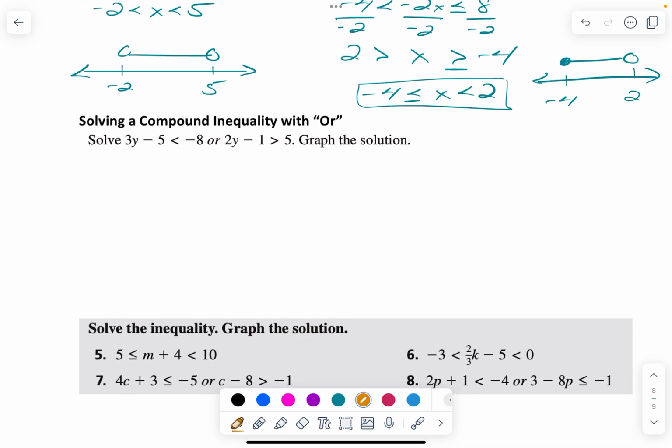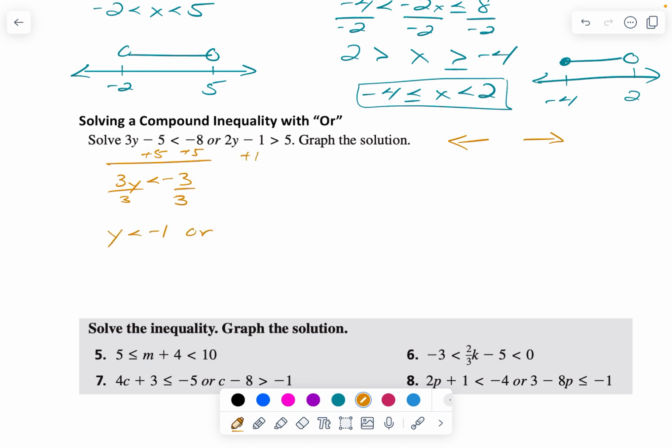Now when it's "or," we know our final graph is going to look like this. It is really like a two-parter. We solve one, then we solve the other. So we're just going to add 5 to both sides. 3y less than -3. Divide everything by 3. So y is less than -1. Or, and now we solve the other one, 2y greater than 6. Divide by 2. y greater than 3. So we go to graph this: -1, less than, 3, greater than.